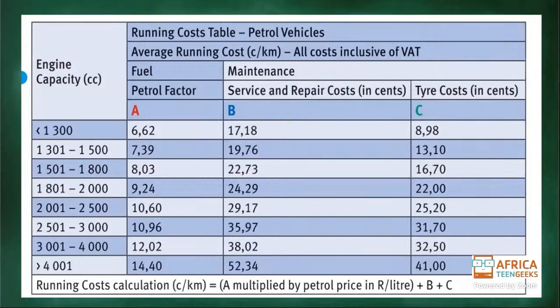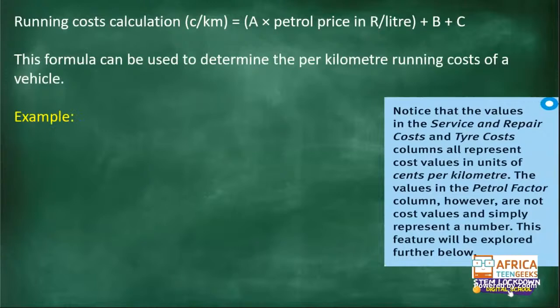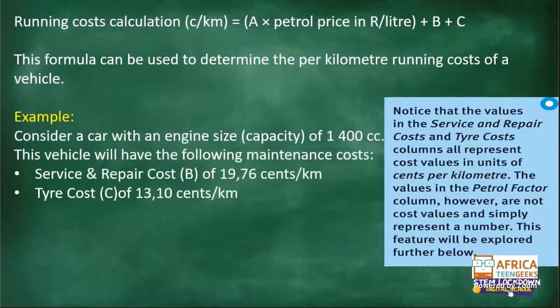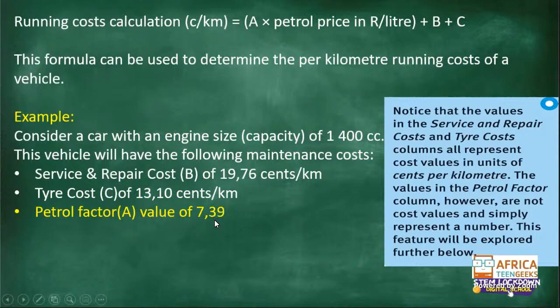Let's carry on just to find the running costs. If you want an example, I can show you the example. This is the example that we did. You can see that what we have done here, we have looked at the service repairs cost, and that was 19.76 cents. And then the tire cost, 13.10 there. And the petrol factor is there.